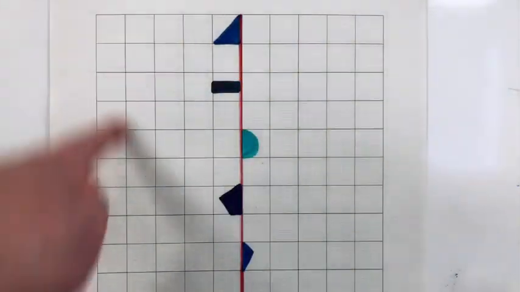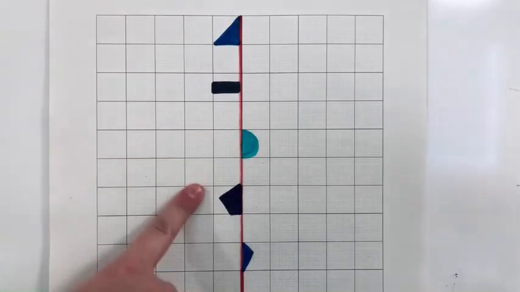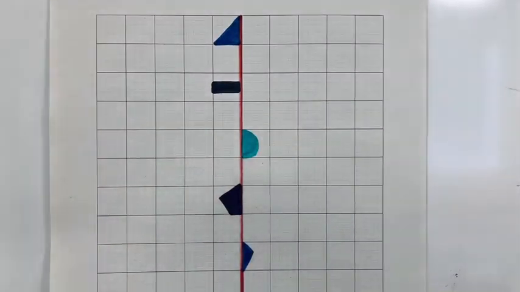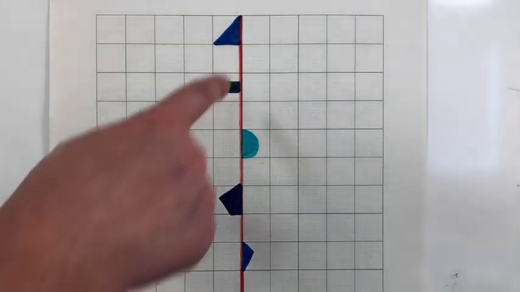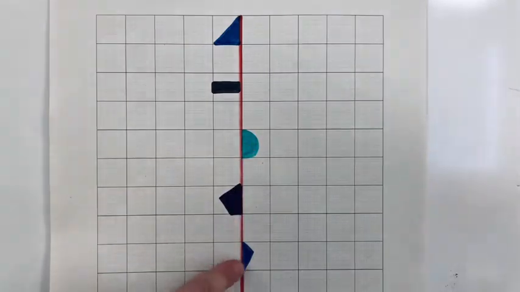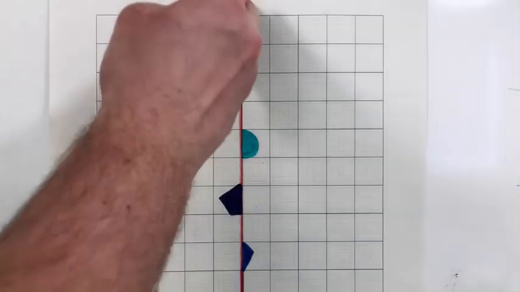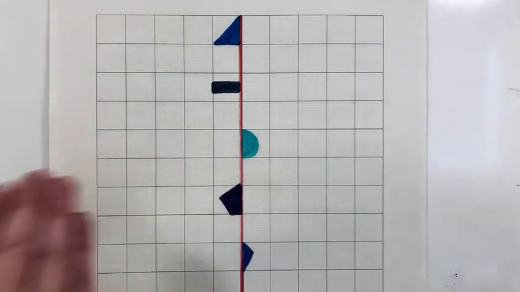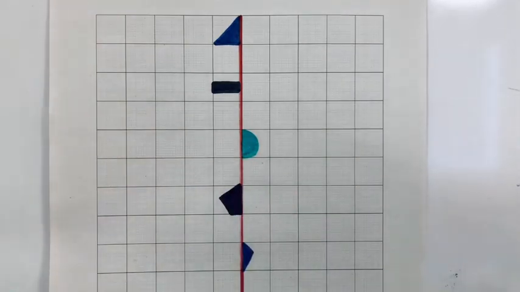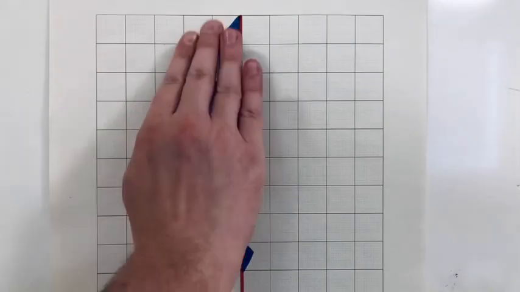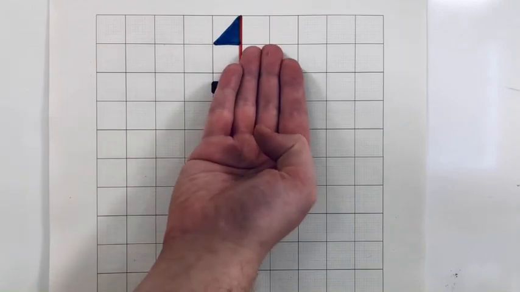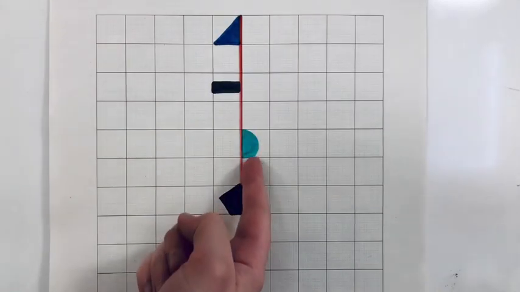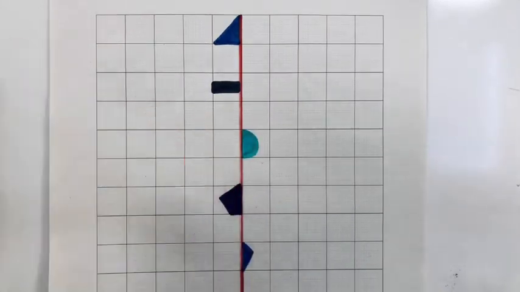I'm using our grid again to solve this problem. I have here parts of shapes. In the middle, I've drawn the line of symmetry, sometimes called the axis. So everything that's on this side needs to be mirrored on this side, and everything on this side needs to be mirrored on this side.